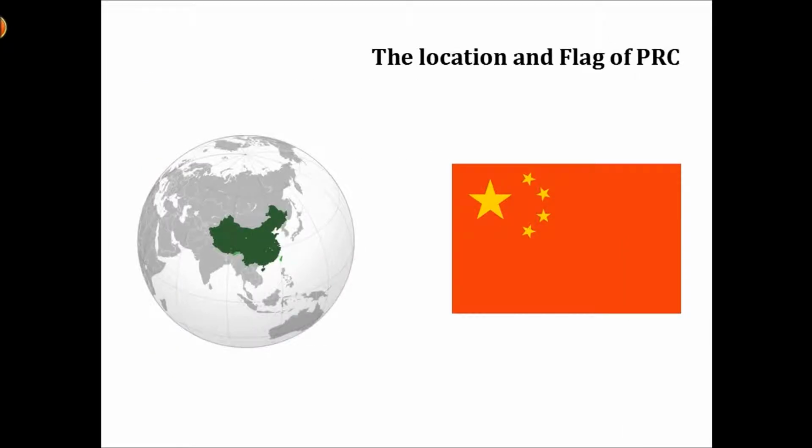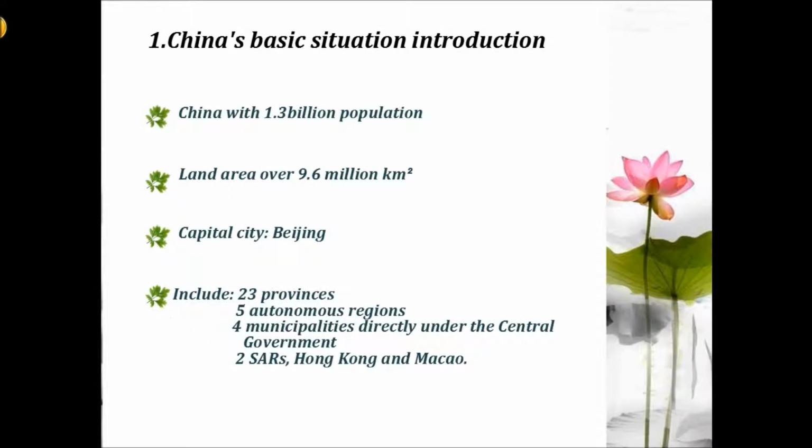Okay, first we will be talking about some basic information about China. The People's Republic of China, located in East Asia, is the third largest country in the world in terms of area and the largest in terms of population. China has 1.3 billion population and land area over 9.6 million square kilometers, and the capital city is Beijing.